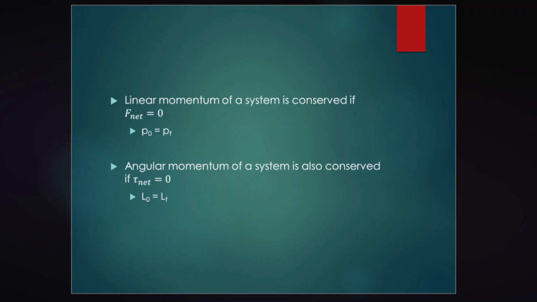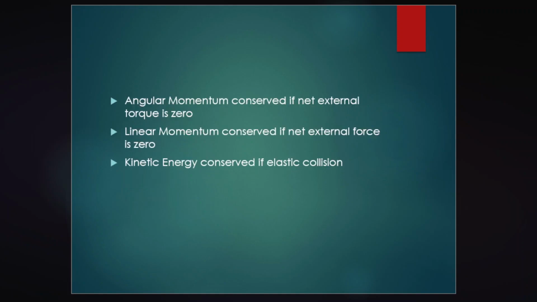Linear momentum of a system will be conserved if your net force is 0. Or angular momentum of the system is conserved if your net torque is equal to 0. So momentum before is equal to momentum after. And if you're doing a collision, kinetic energy still is conserved in an elastic collision.